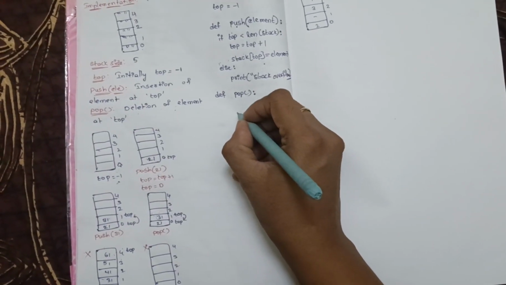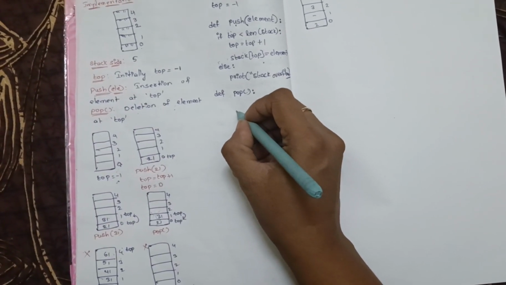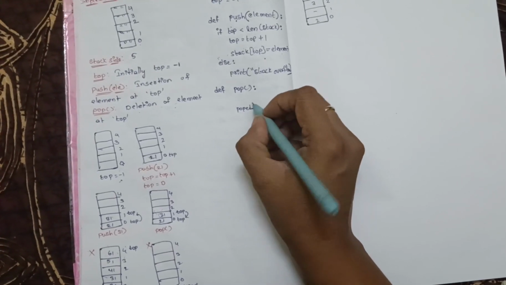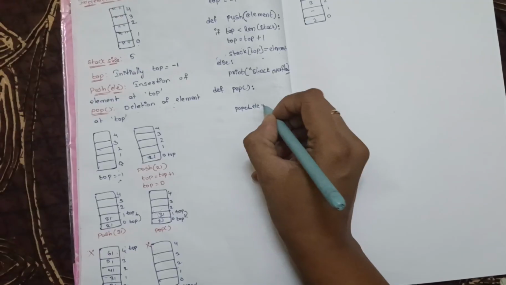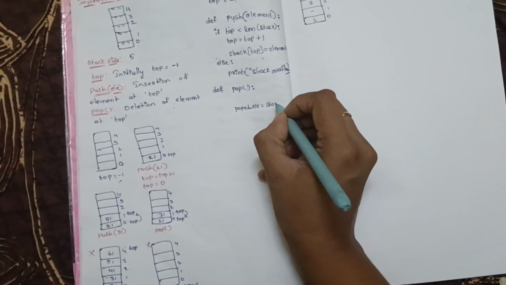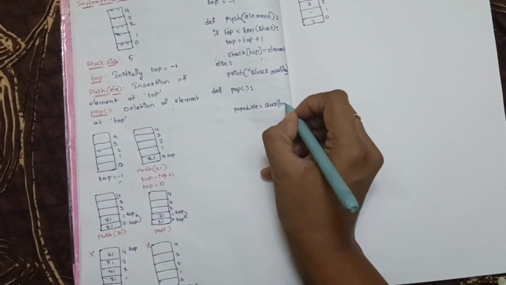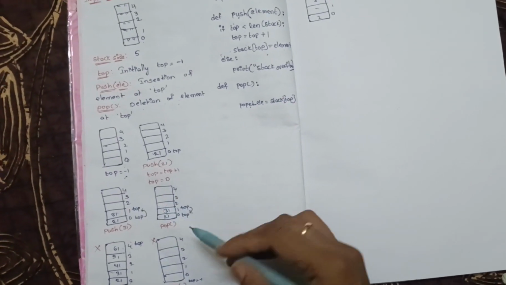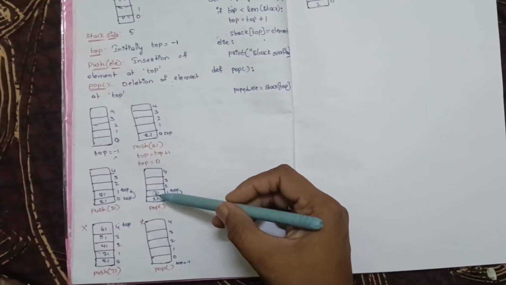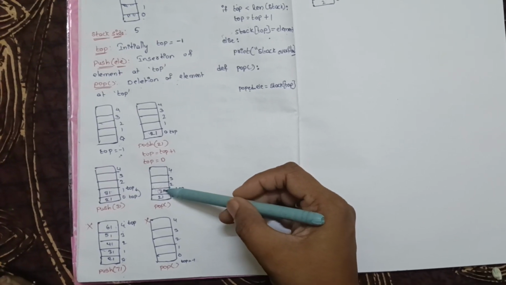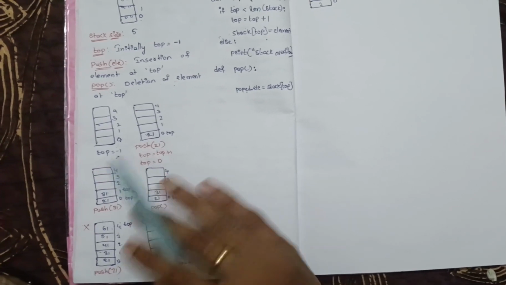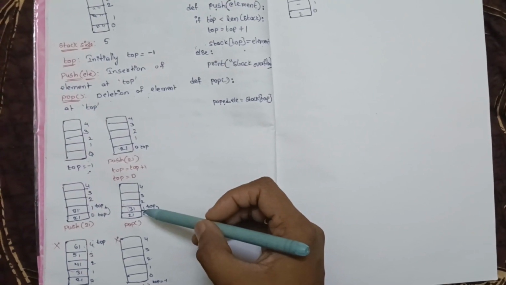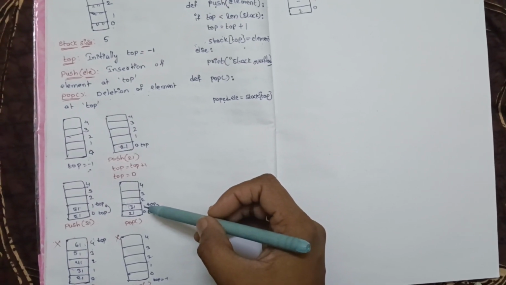Let me take that element. Wherever pop happens, I would like to take that element in one variable. Popped element is equal to stack of top. I am going to take that element into one variable. Then what do I do? Suppose the user is asking to pop this 31st element. Our top is referencing the first index.